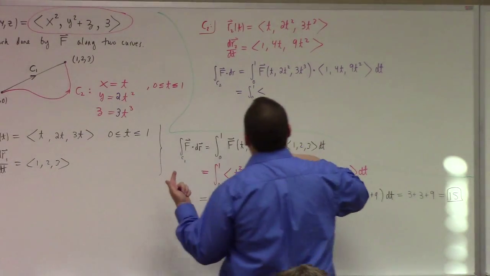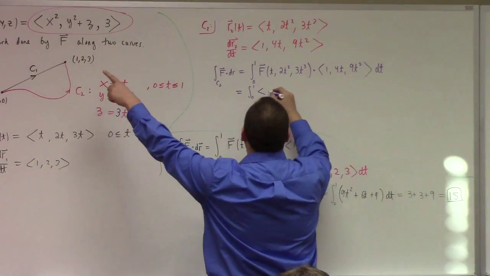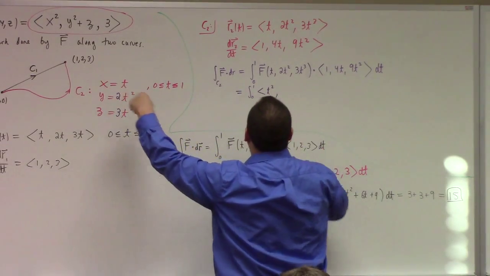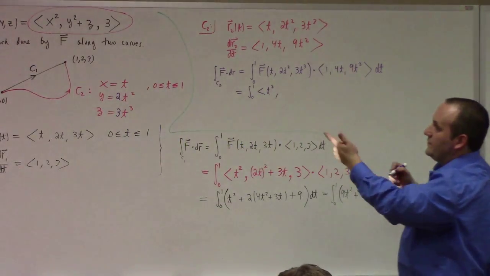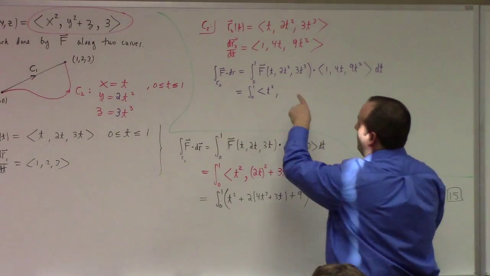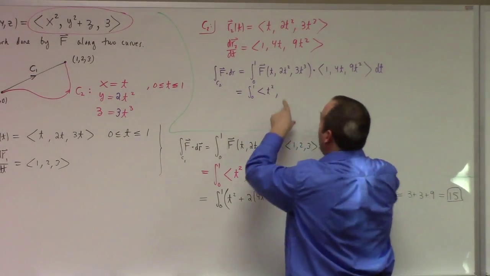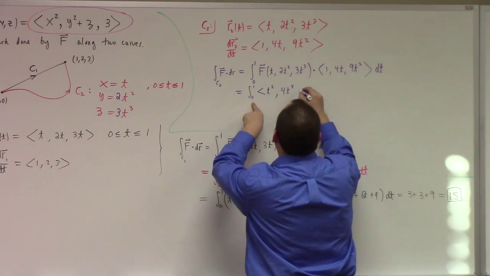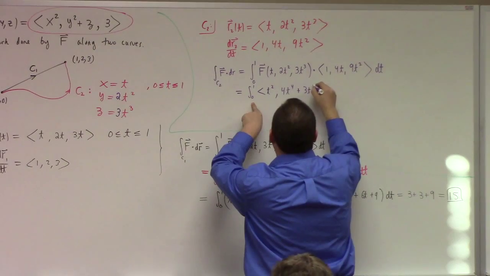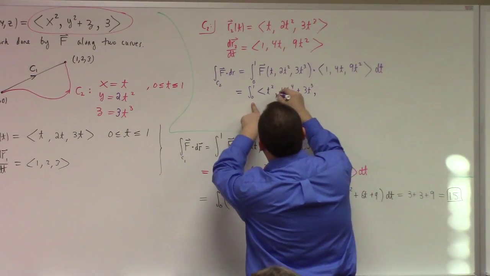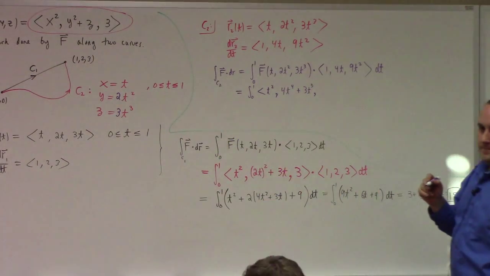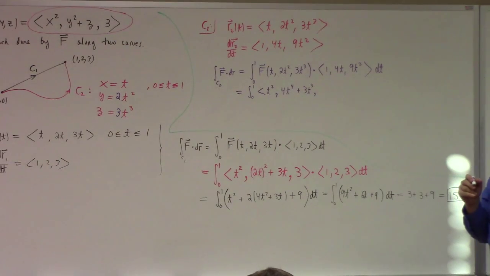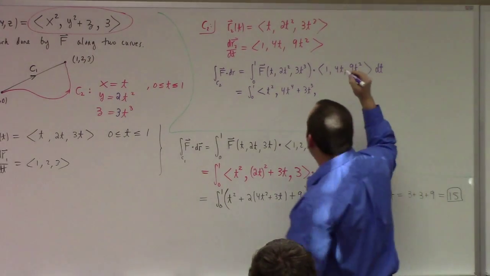So x is equal to t, right? So x squared is t squared. All right, next I have to do y squared plus z. Well, y is now 2t squared, right? So y squared is 4t to the 4th, plus z, but z is now 3t cubed. Now we have to evaluate the third component of the force field. This is the easy one. 3. Okay.